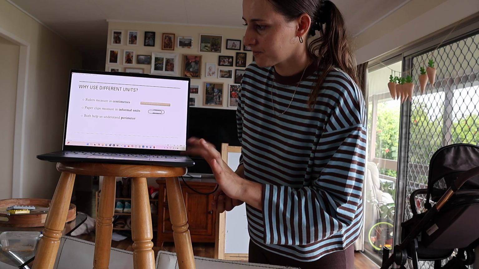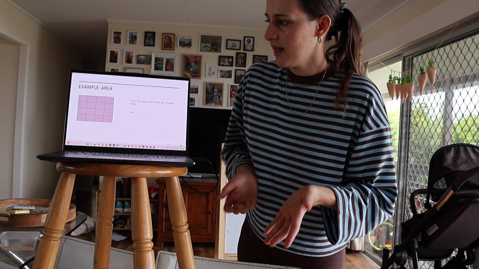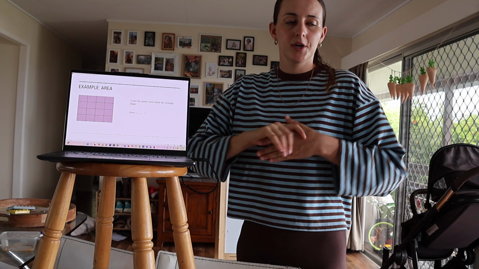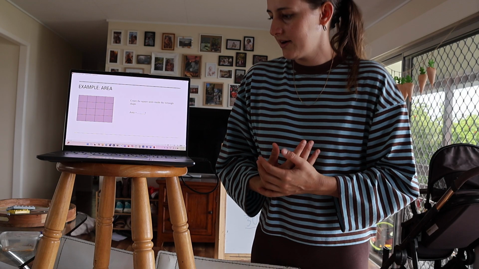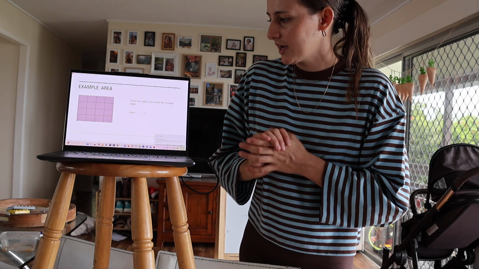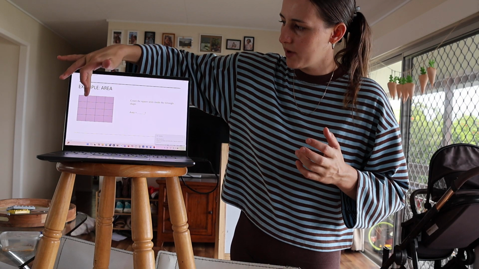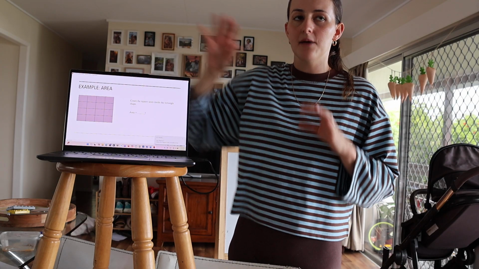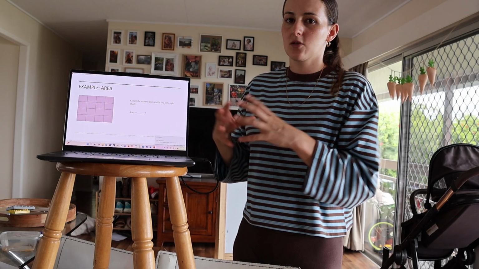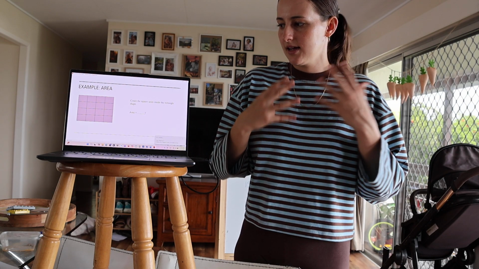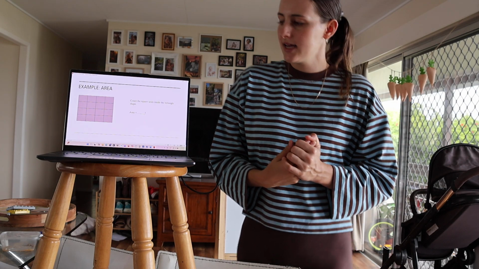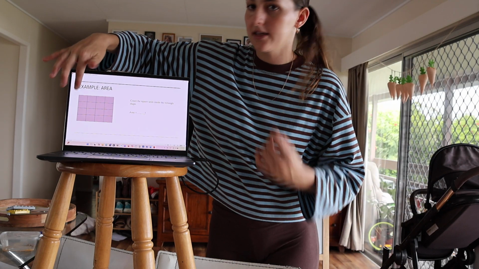Now, area. Because this is the first time we're learning about area, what we're going to do is we're going to count the square units inside of this shape, and that will tell us how many square units is in the area of this shape, okay?